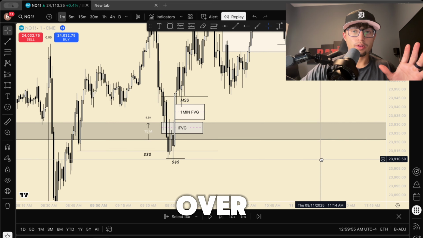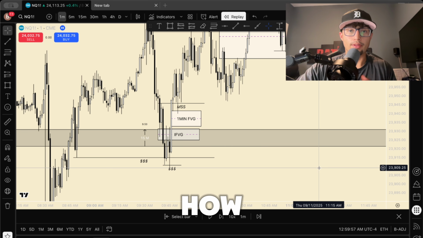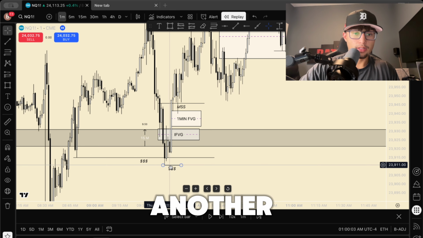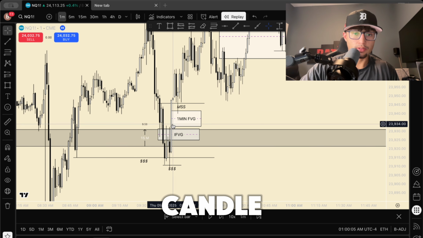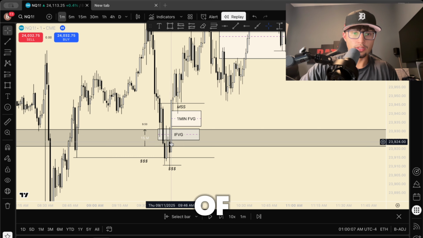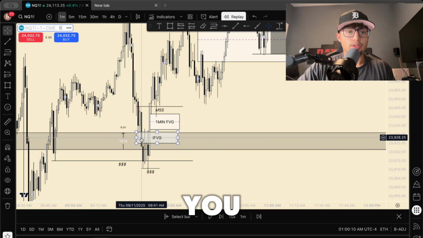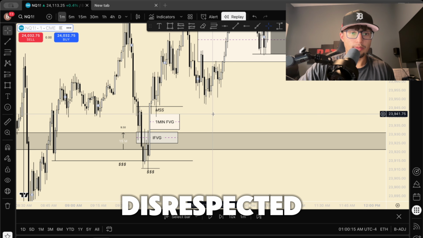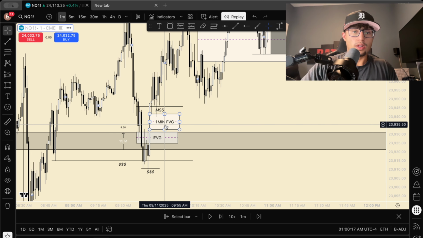Boom. So we're going to run over our confluences real quick one more time, how they are stacked and in the correct narrative. 1, we have a liquidity sweep. We have another liquidity sweep with a displacement candle. So that's an order block. So that's 2 layers of confidence right there. Then what else do you have? You have an inverse fair value gap, because this fair value gap was disrespected.